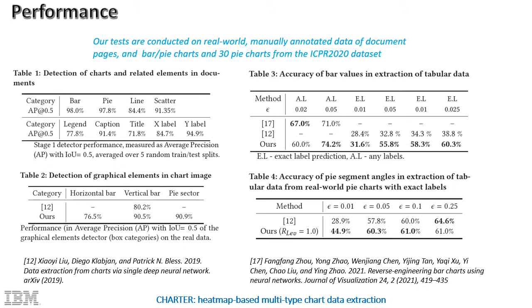We have carried out quantitative evaluation of the system on bar and pie charts, using real-world chart images from ICPR 2020 challenge data, where we have manually annotated the pie charts in full detail and have used the provided annotations for the bar charts. Both our detection stages, as well as the algorithmic analysis, completing the data extraction, are shown to work well, competing with and outperforming previous works.